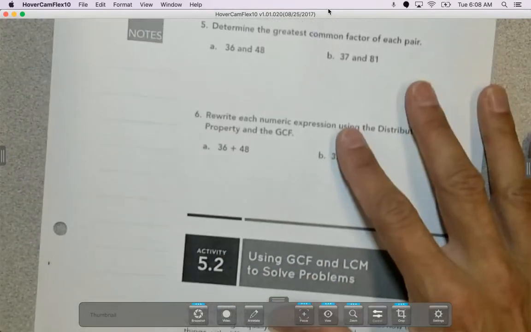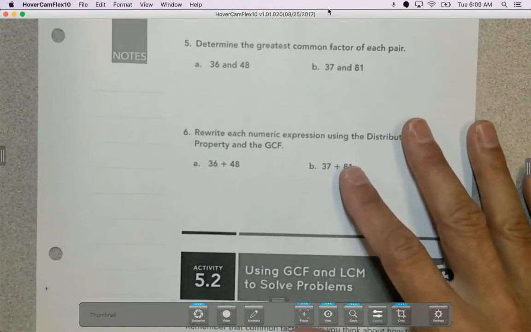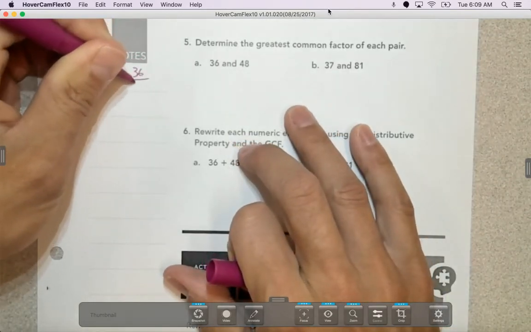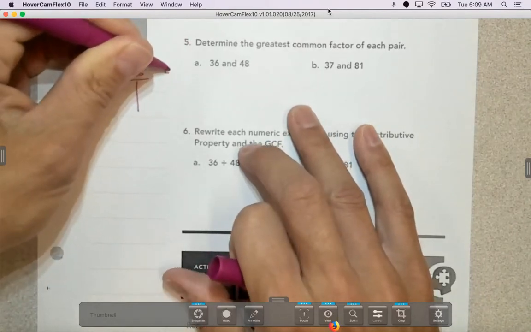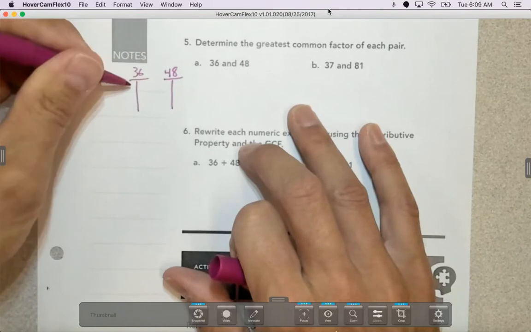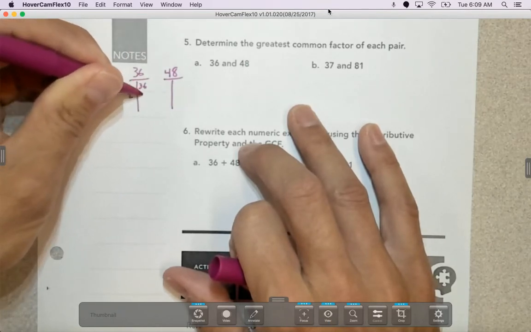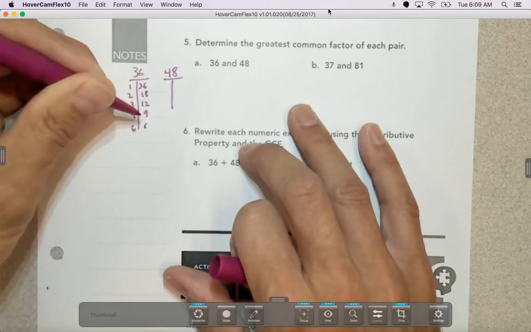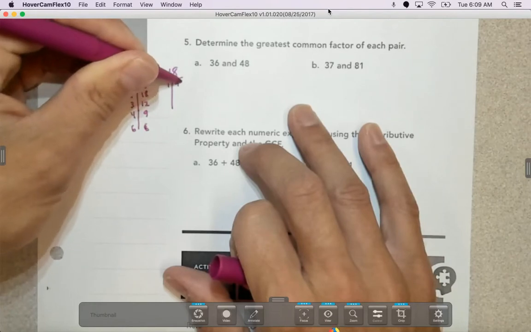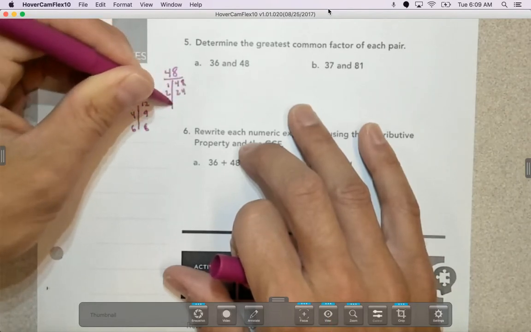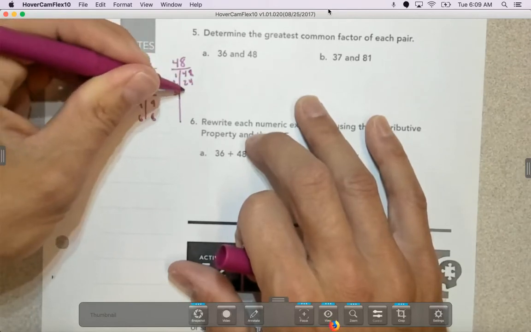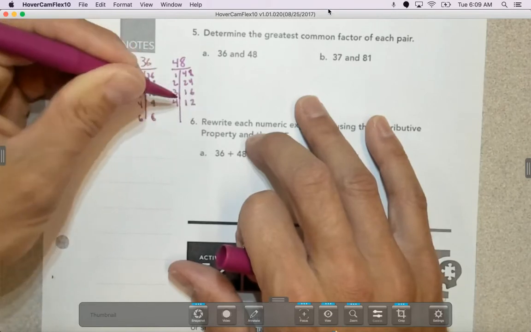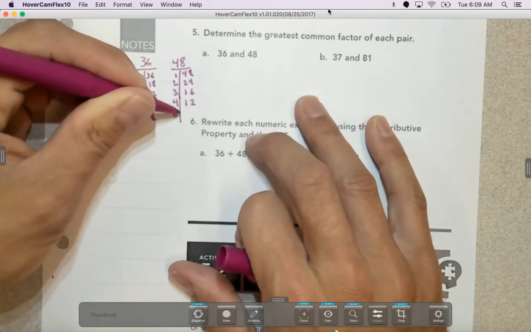Number 5, determine the greatest common factor of each pair. So I could do this a couple of ways. I could list all the factors. I could do the prime factorization. 2 and 6, 2 and 18, 3 and 12, 4 and 9, 6 and 6, 1 and 48, 2 and 24, 3 and 16, 4 and 12, 6 and 8, and that should be it.